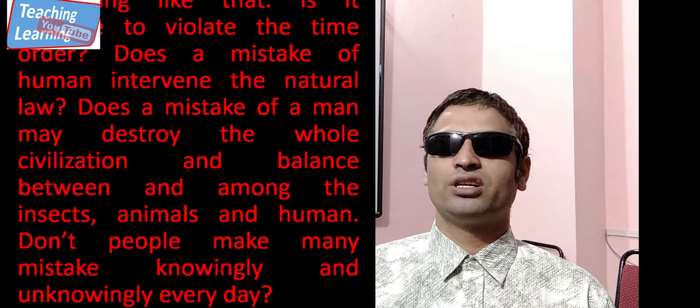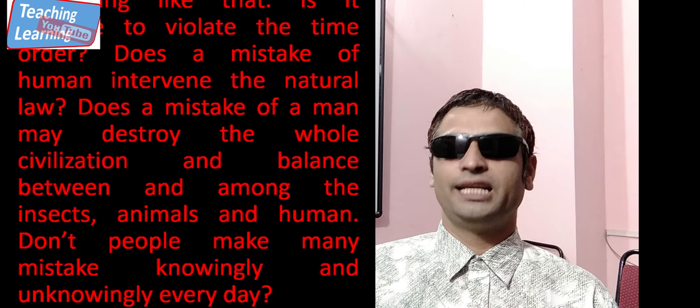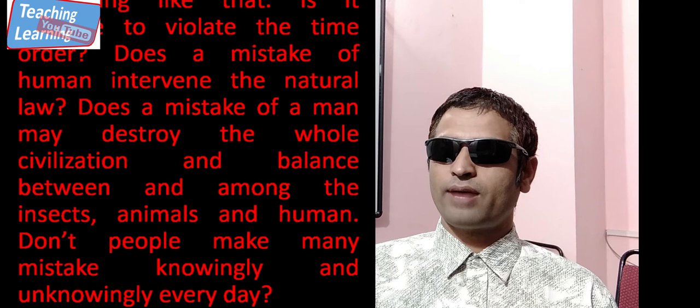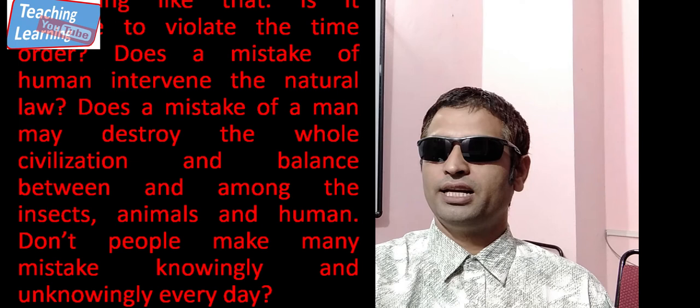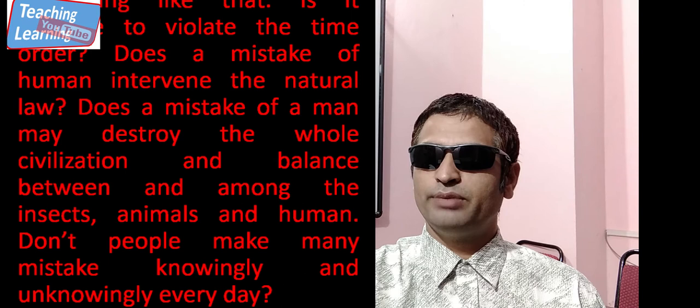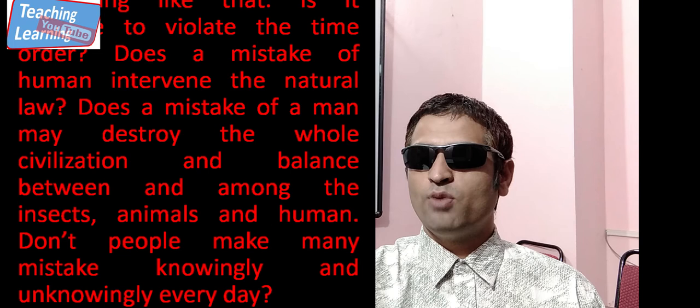Let's see some more points over here. Critical thinking. Even though the story suggests a good message about time and systematic change in the universe and human thinking, how can people travel back to ancient time or the beginning of creation or something like that? Is it possible to violate the time order? Does a mistake of a human intervene in the natural law? Thus, a mistake of a man may destroy the whole civilization and the balance among insects, animals, and humans.